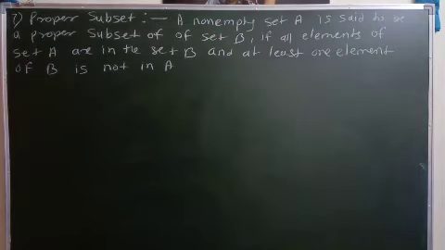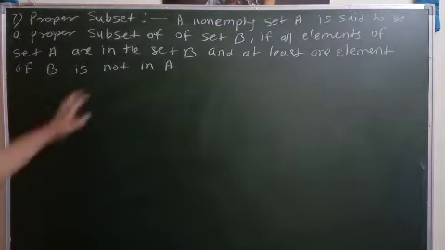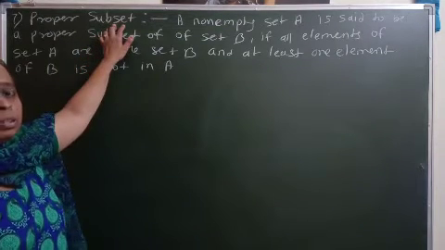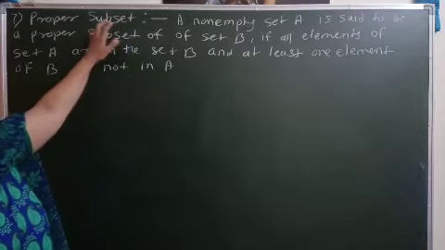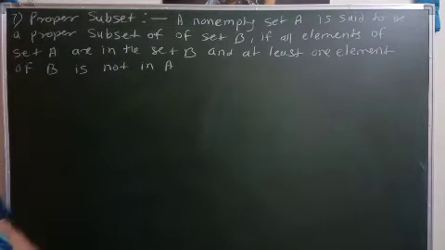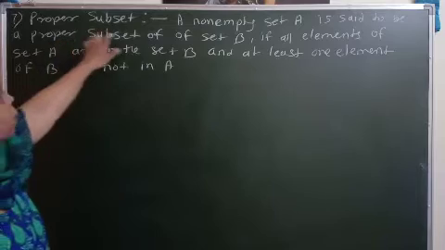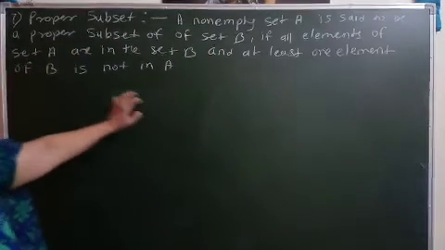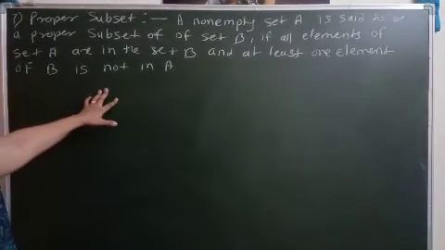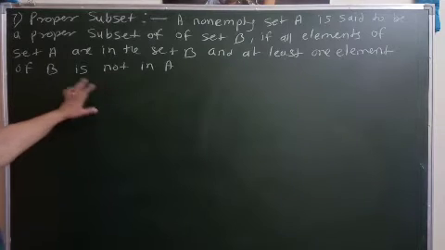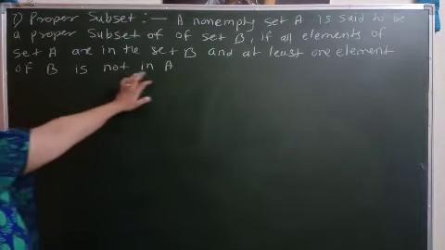पुढची डेफिनेशन आहे प्रॉपर सबसेट. सबसेटचाच प्रकार आहे, आत्ताच आपण सबसेट सुपरसेट बघितलं, त्याच्याच पुढचं आहे प्रॉपर सबसेट. अ नॉन एम्प्टी सेट A is said to be a proper subset of set B if all elements of set A are in the set B and at least one element of B is not in A.